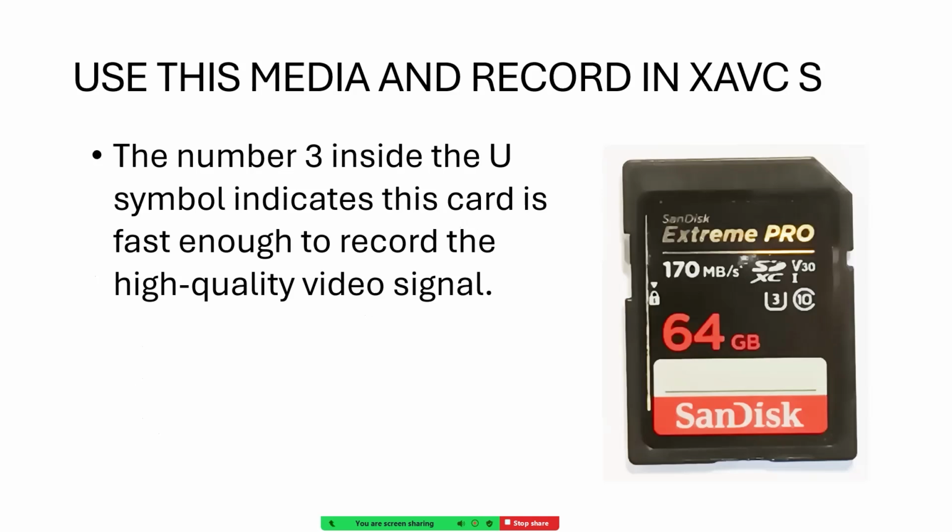You will also need a fast camera card to handle all of that image data. The important number to look for is the number 3 inside the U icon that indicates that this is a fast card. The camera will alert you if you are using the incorrect card when shooting XAVCS.